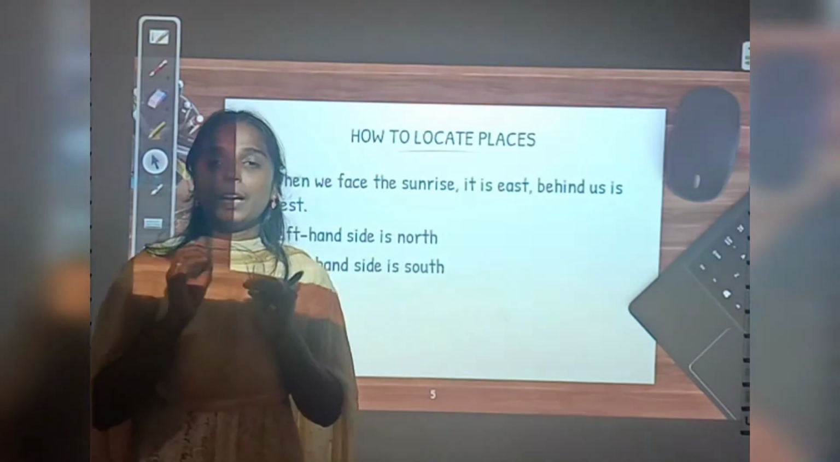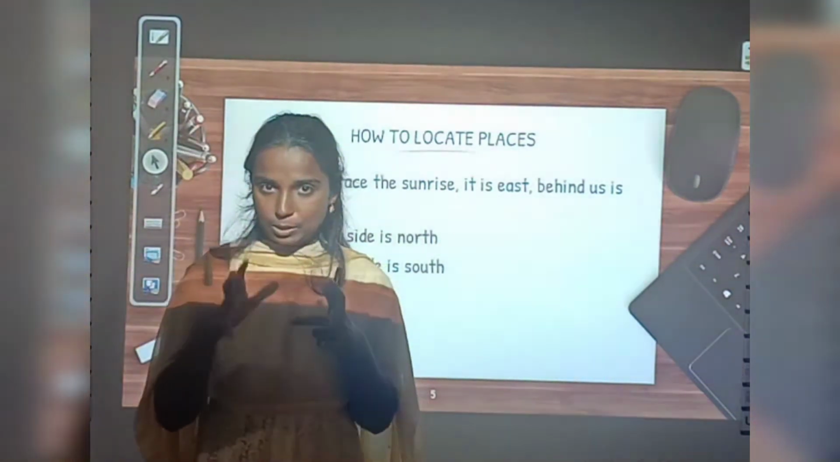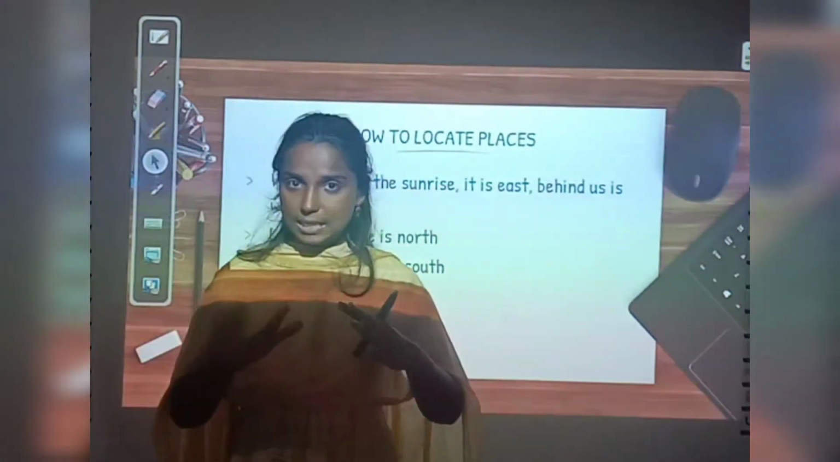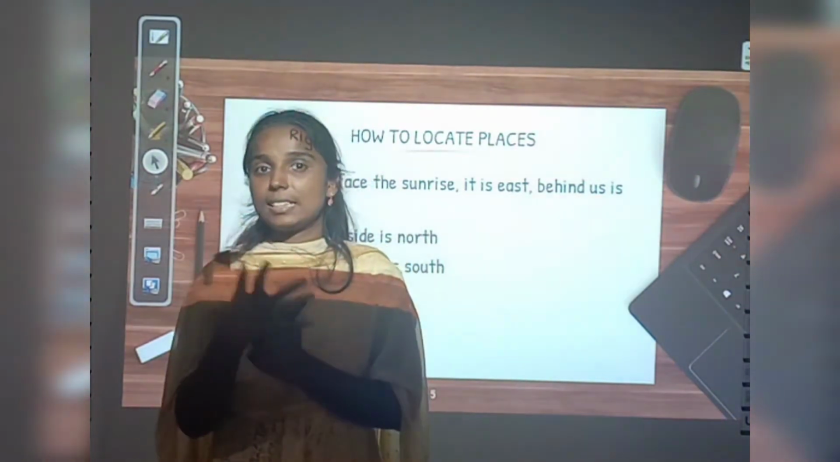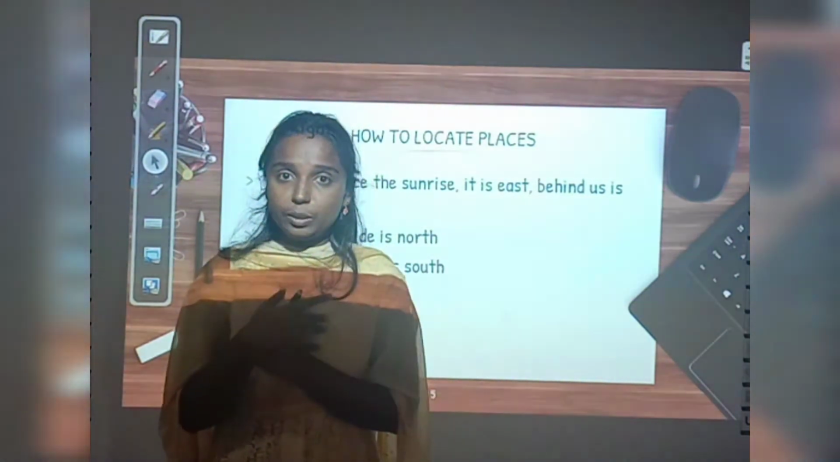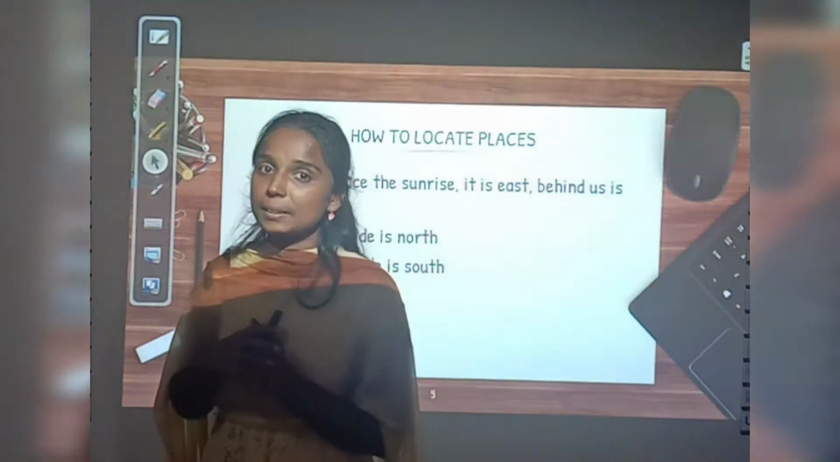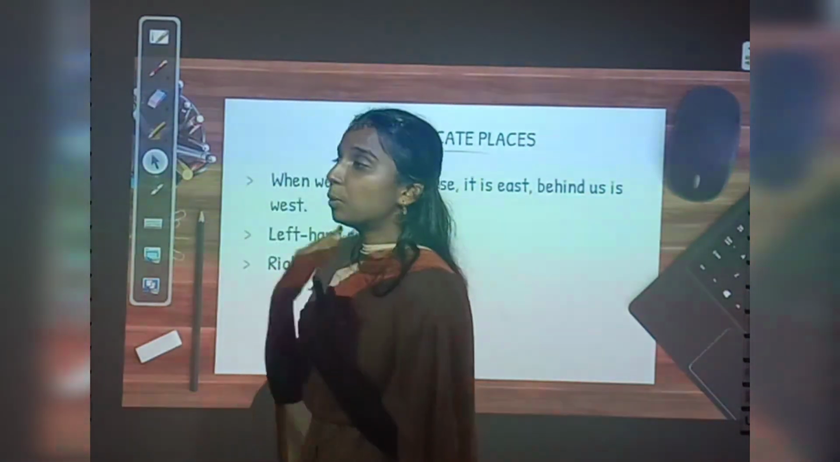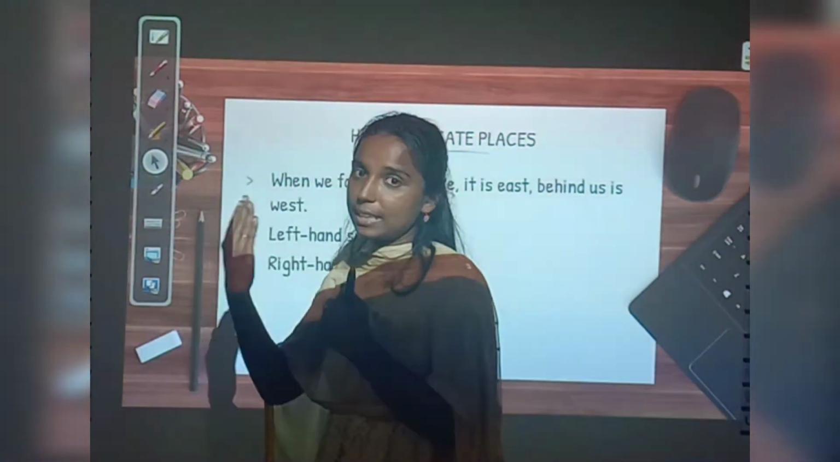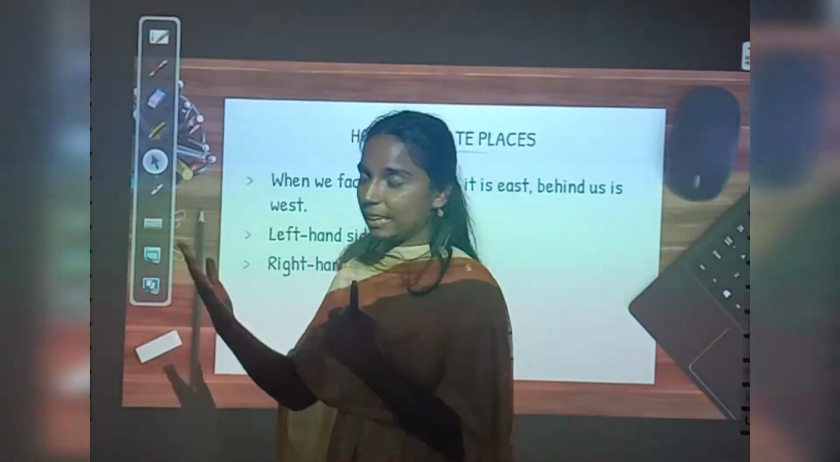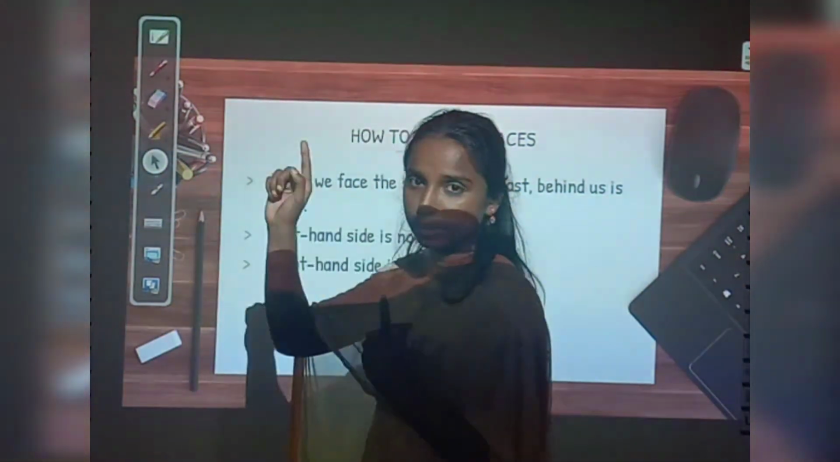Now, for example, let us consider our school. I am standing in this position. Do you know where the east side is in our school? On which side does the sun rise? This side. I am pointing towards our reception. The front side of our school is east. So now I am pointing towards the east.